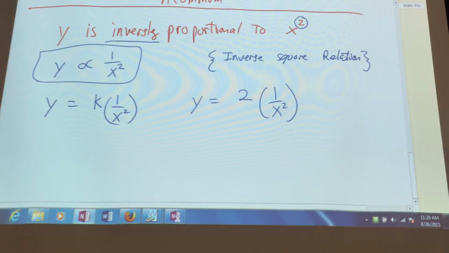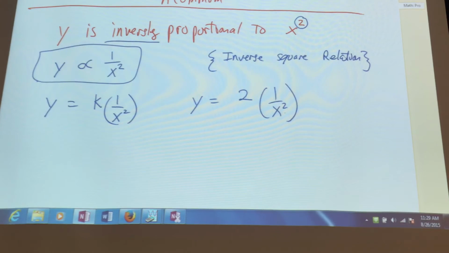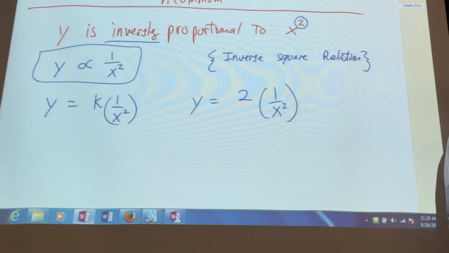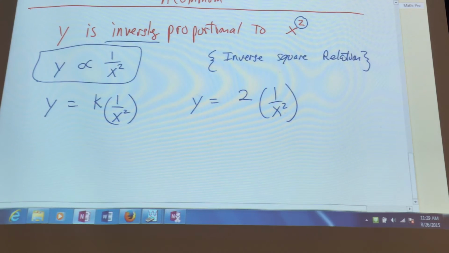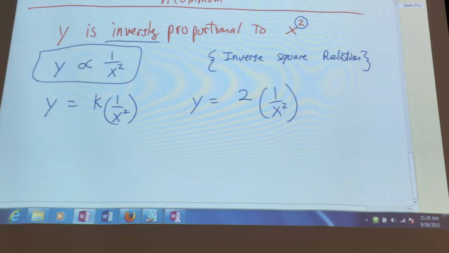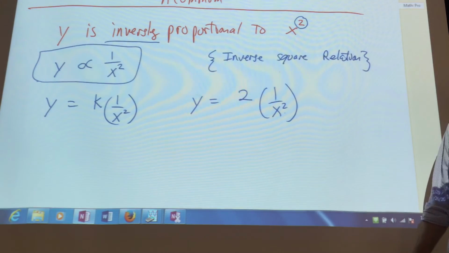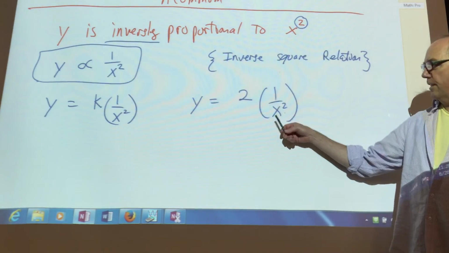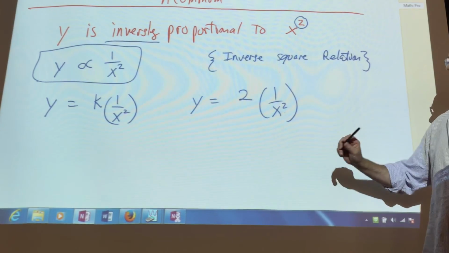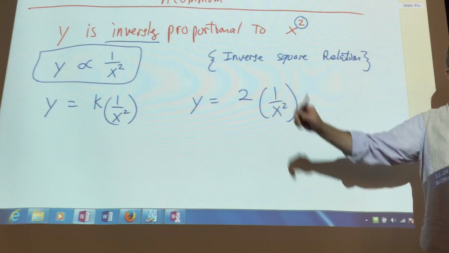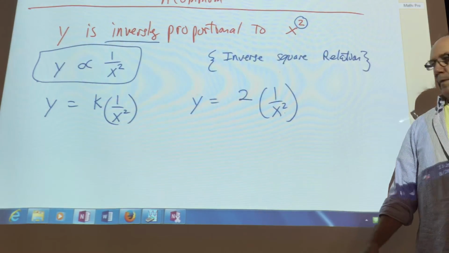Now, how do we interpret this relationship in words? Let's phrase it this way: when x gets bigger, what happens to y? It gets smaller. When x gets smaller, what happens to y? It's bigger. Y gets bigger.